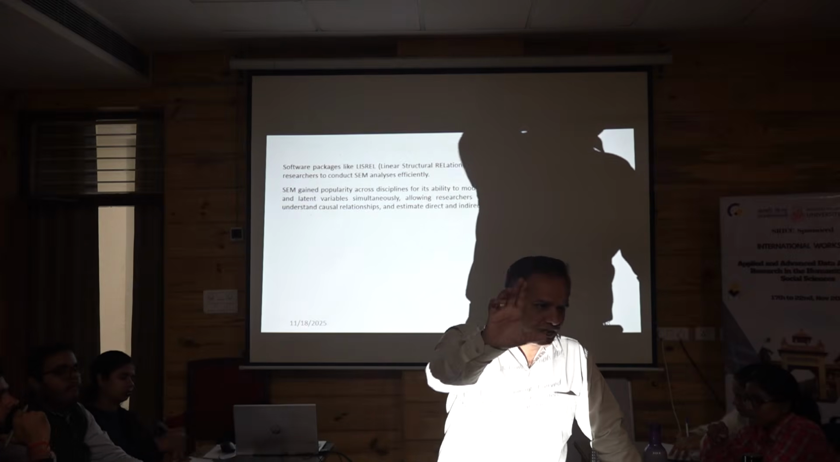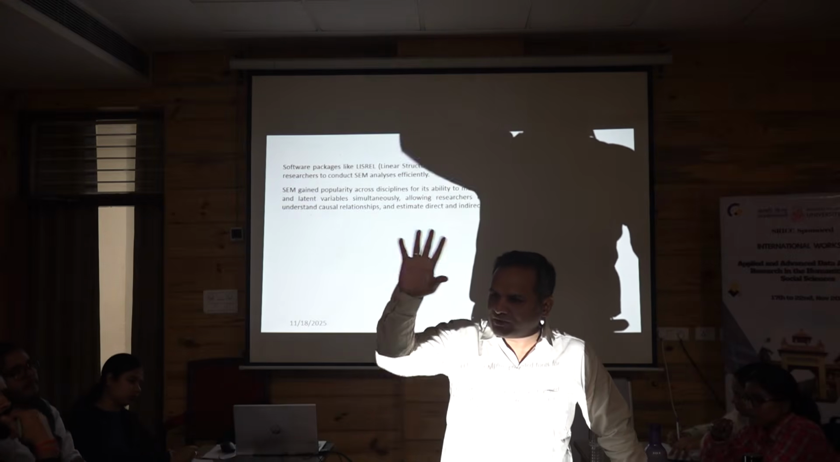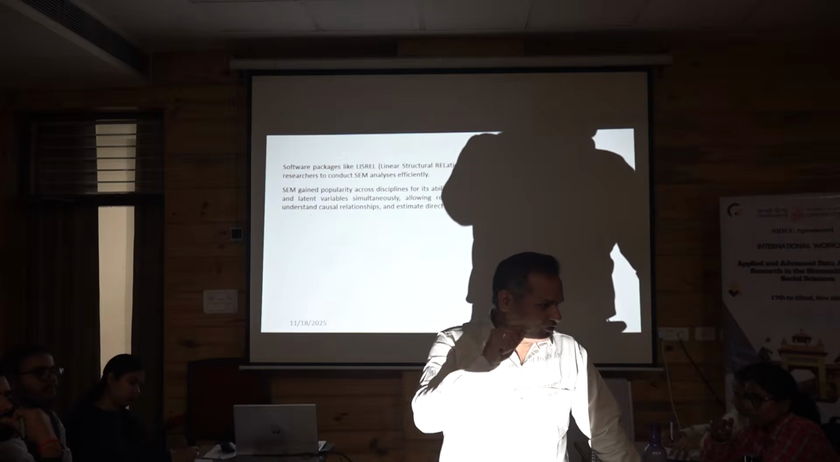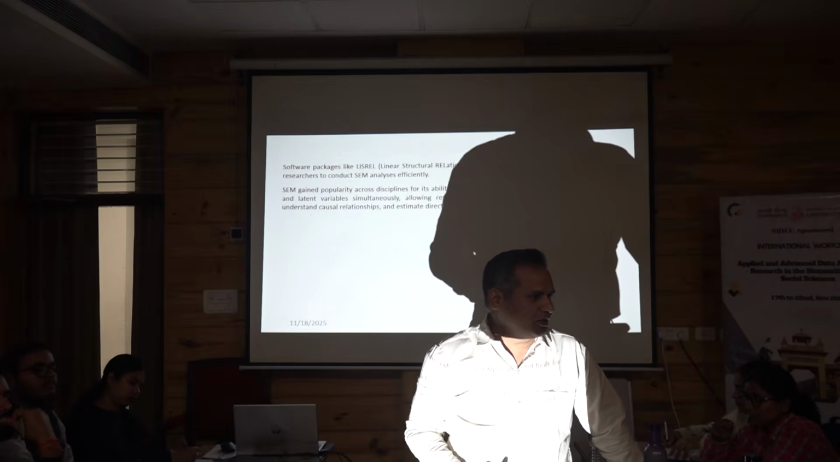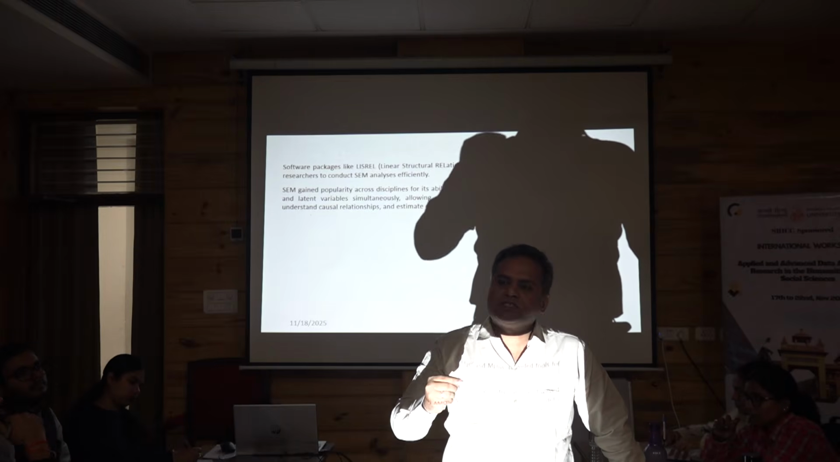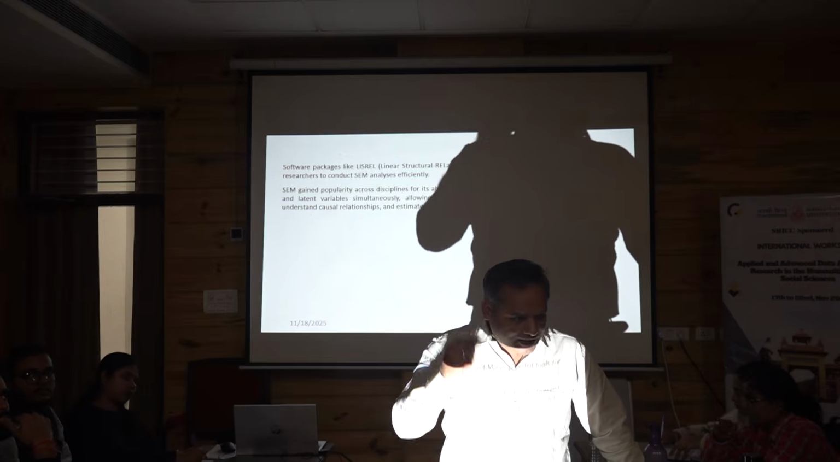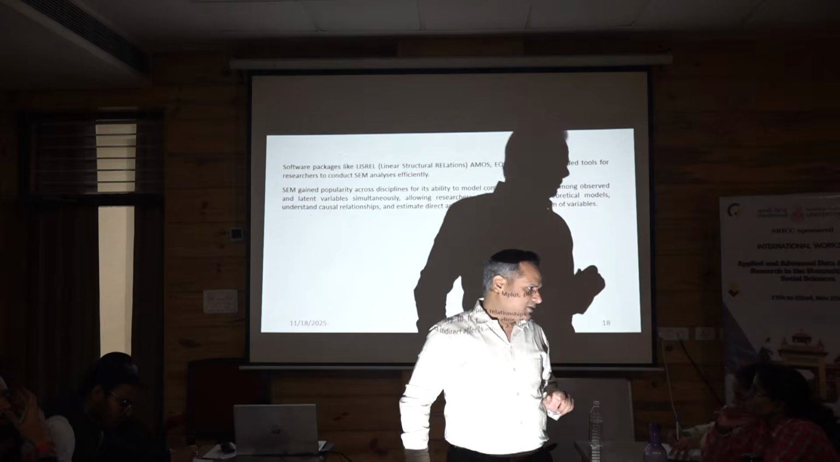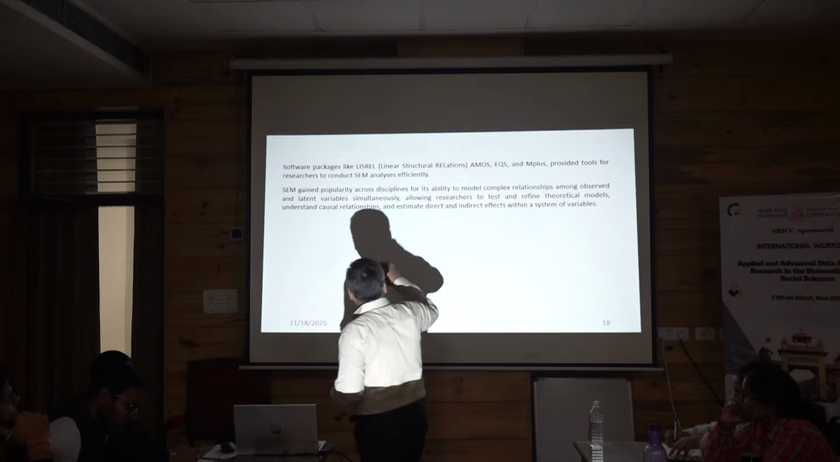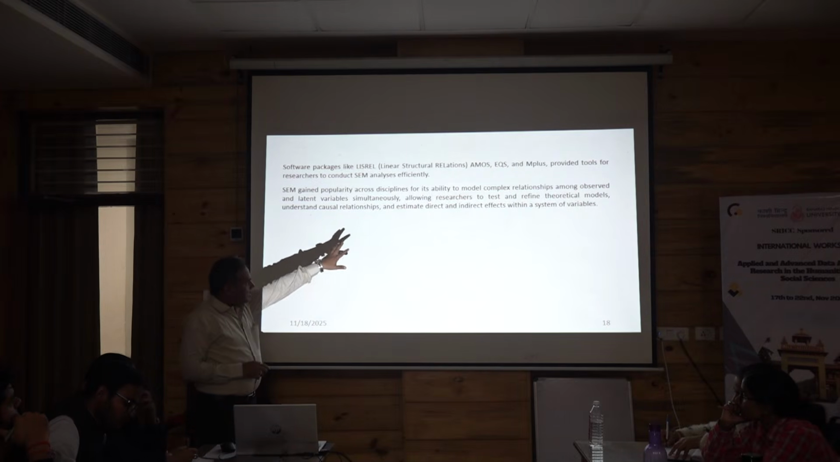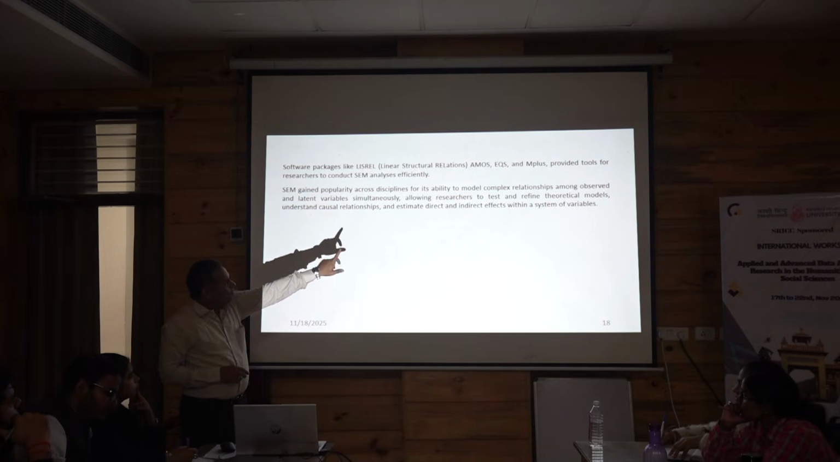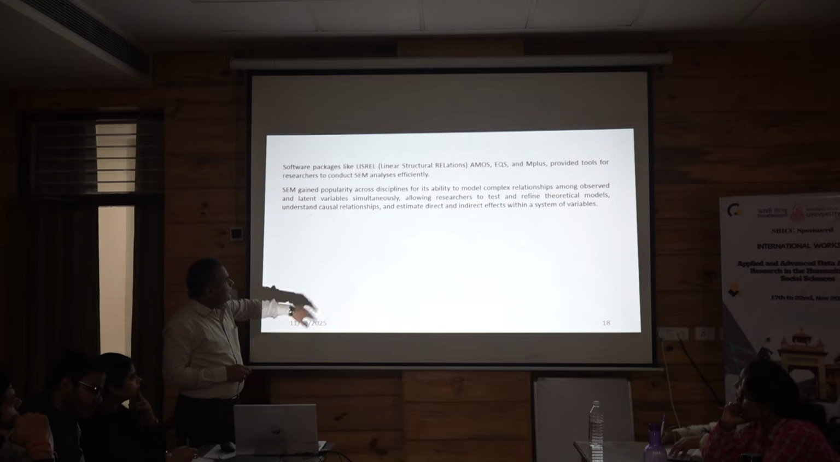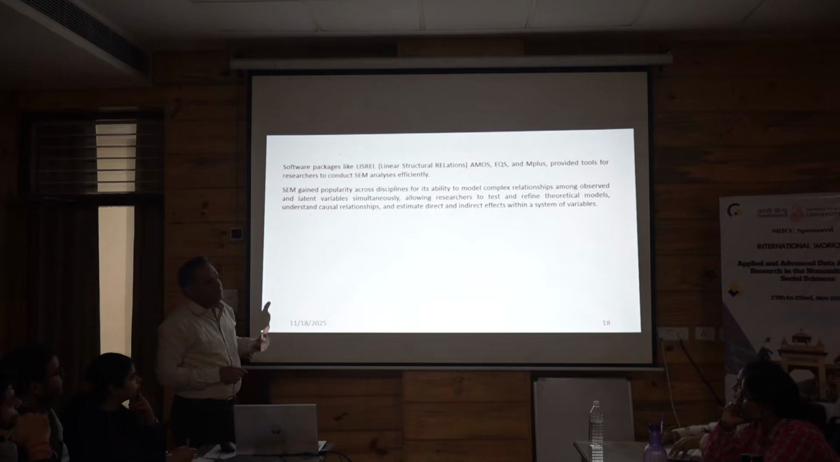So let's say you took a scale to measure well-being, a 5-item scale. Now if you are measuring well-being, you are asking 5 questions to people. So these 5 questions will have a set of errors. So SEM takes care of measurement error, which was not taken care of by normal regression. So it helps you to model complex relationships among observed and latent variables simultaneously, allowing researchers to test and refine theoretical models.